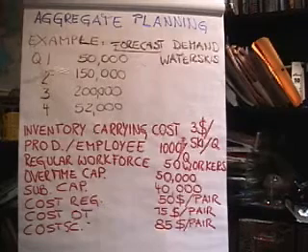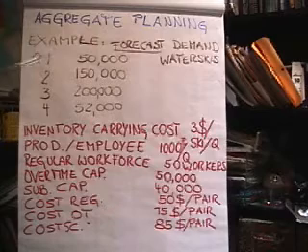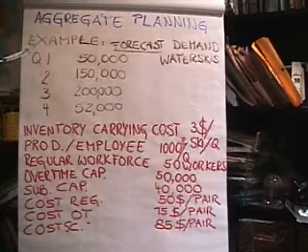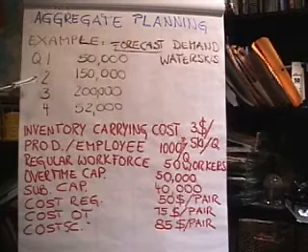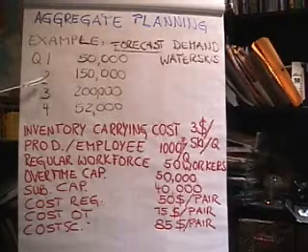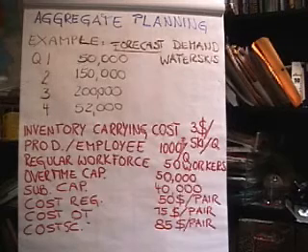So in this example we're producing water skis. And we've forecasted our demand for 4 quarters out into the future. For the first quarter the demand is projected to be 50,000 units, pairs of skis. Quarter 2, 150,000, quarter 3, 200,000, quarter 4, 52,000.